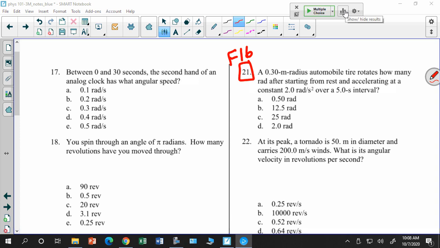Okay. The radius here is not necessary. In fact, after this problem, there's one other thing that I'll tell you where the radius does become important. We'll look at number 22.